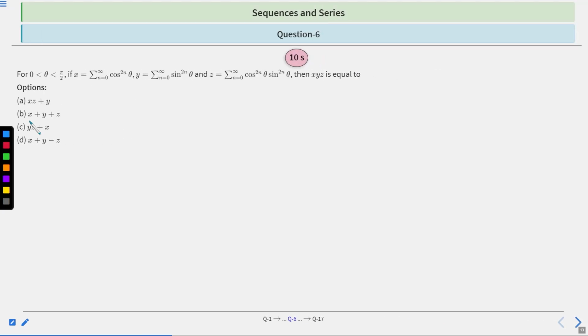Question number 6. For theta belonging to 0 to pi by 2, if x is equal to the summation of n equal to 0 to infinity of cos to the power 2n theta, y is equal to the summation of n equal to 0 to infinity of sin to the power 2n theta, and z is the summation of n equal to 0 to infinity of cos to the power 2n theta sin to the power 2n theta, then we have to calculate x, y, z. So let's move to the solution part after 10 seconds.